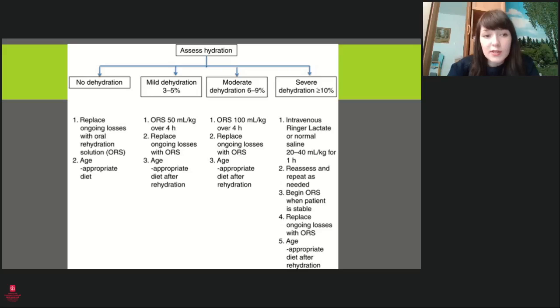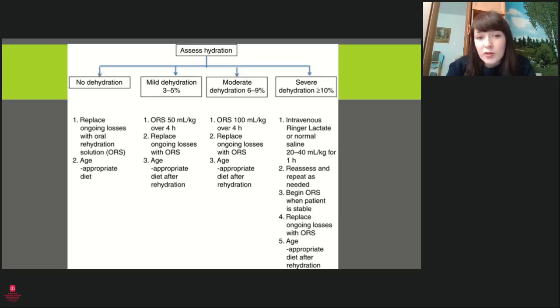replace ongoing losses with oral rehydration solutions. Only oral rehydration when we haven't any dehydration status, and an age-appropriate diet. If we have mild dehydration, 3 to 5% of body weight loss, we must administer oral rehydration 50 milliliter per kilogram over the first 4 hours, and replace ongoing losses with oral rehydration and appropriate diet after rehydration.